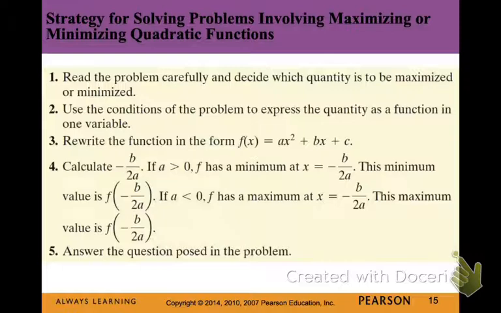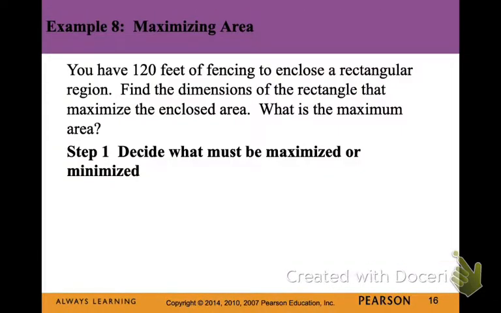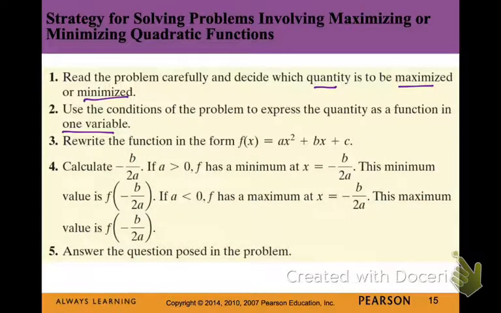Sometimes you'll have problems that you'll need to solve that involve maximizing or minimizing a quadratic situation. The first thing you want to do is read the problem carefully and decide which quantity needs to be maximized or minimized. You're going to use the conditions of the problem to express the quantity as a function in one variable. You're going to rewrite the function in standard form, and then we're going to calculate that vertex that will give us our minimum or maximum value. And then we're going to look back into the problem one last time to make sure we have answered the original question that was posed.